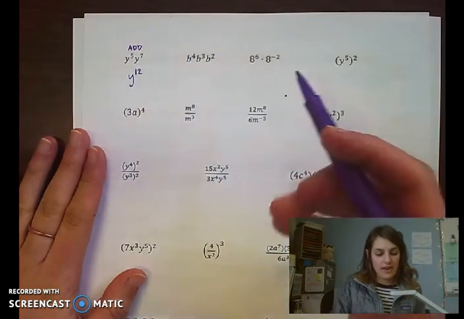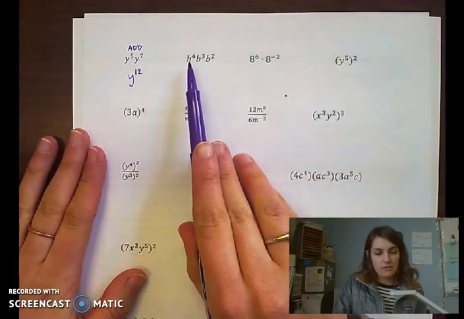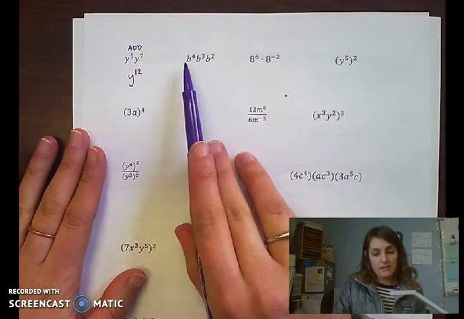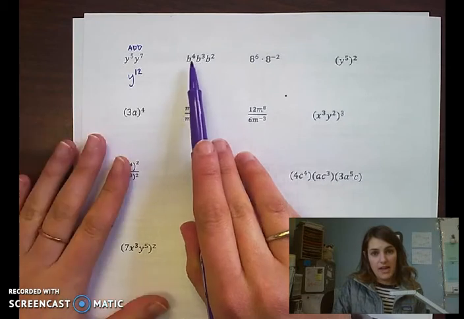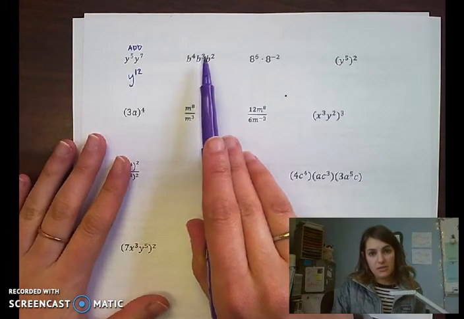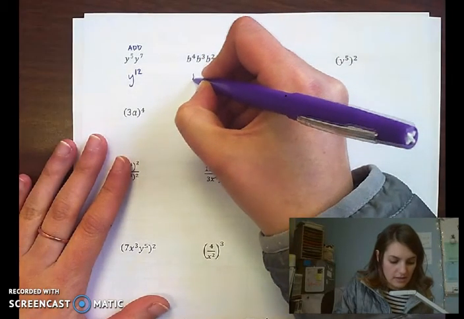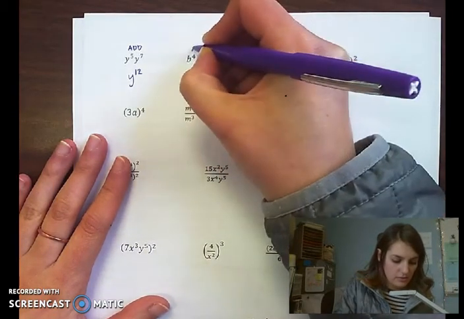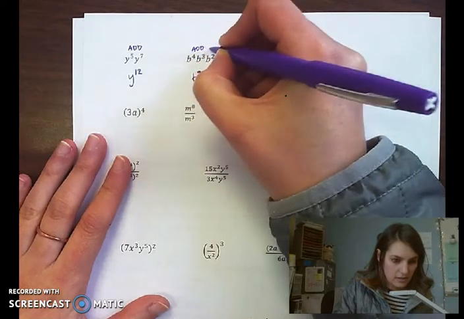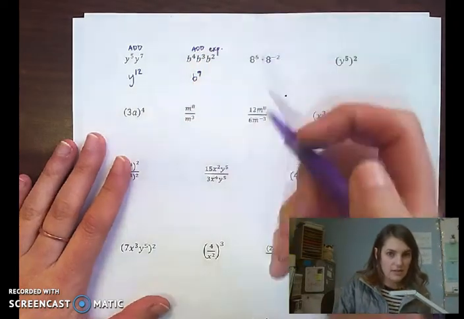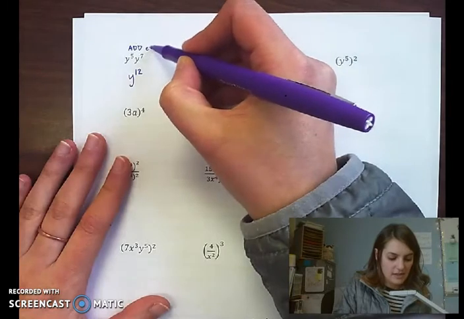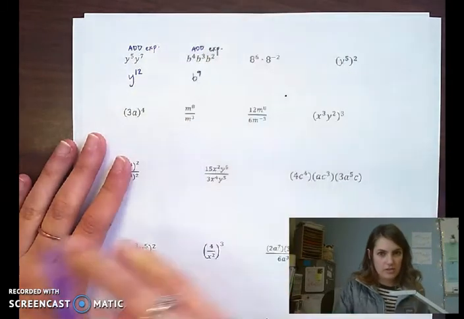Next example, we have 3 powers of b, all with the same base, obviously. So we're going to add 4 plus 3 plus 2, adding our exponents. So b to the 9th, right? Adding the exponents.